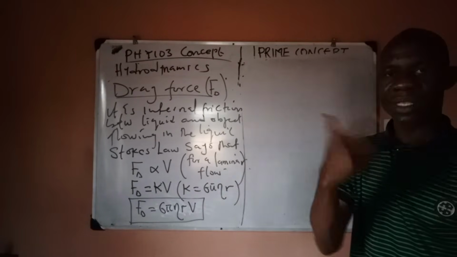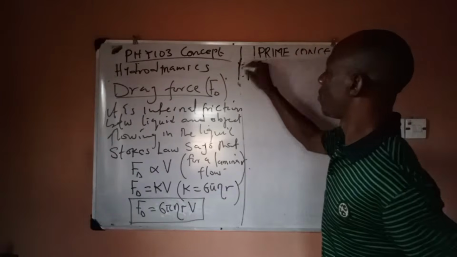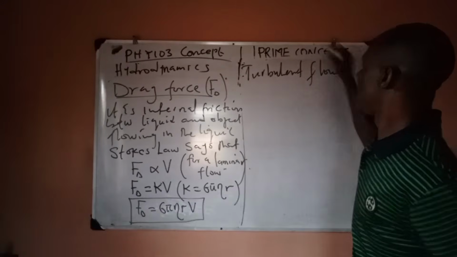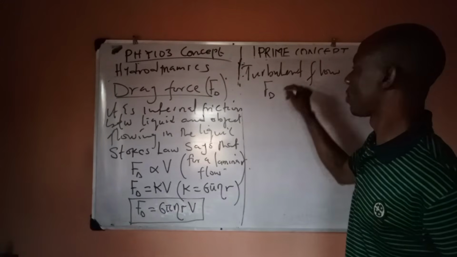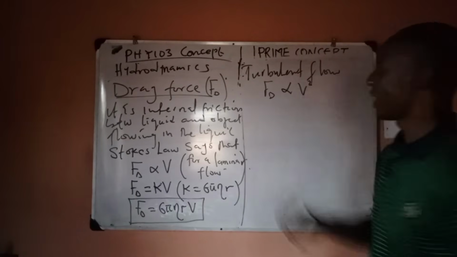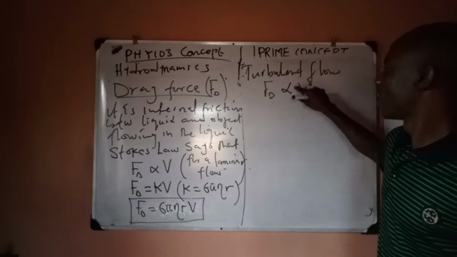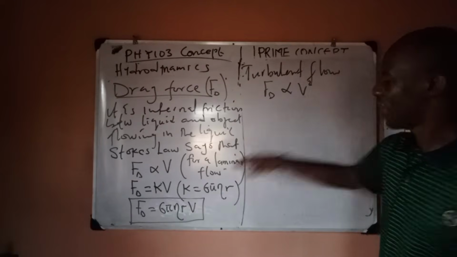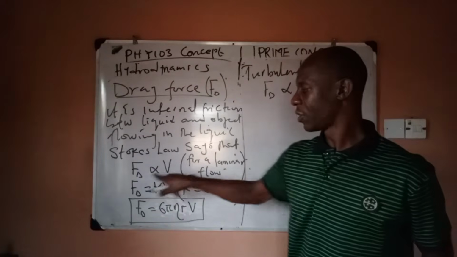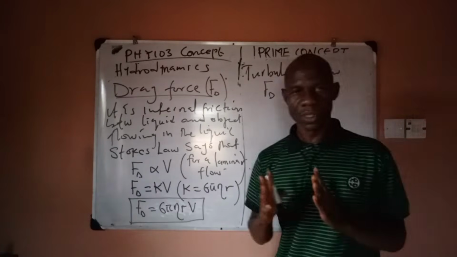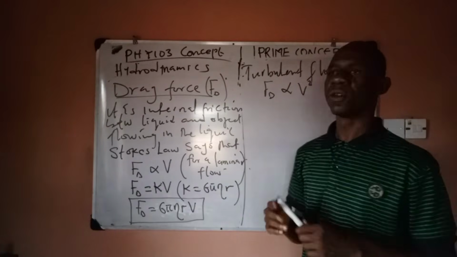Somebody may ask, what about turbulent flow? For turbulent flow, the drag force is proportional to the square of terminal velocity. The drag force is proportional to the what? Square of terminal velocity. While for laminar flow, drag force is proportional to what? Terminal velocity. Are you still following me? Yes, I believe you're following me.